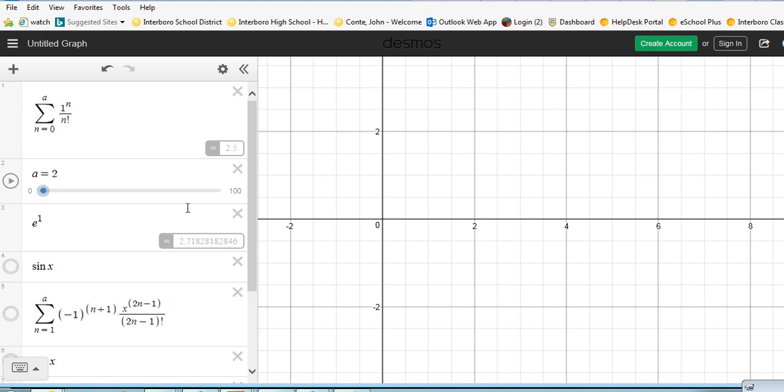Add 2 terms. 2.5, getting closer. 3 terms. If you round to 2 sig figs, 2.7, that's pretty close. Let's add 4. There's the 2.7, 2.71, and we're just going to keep on going here.